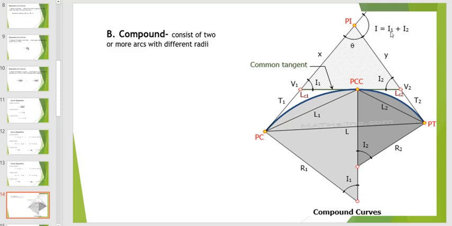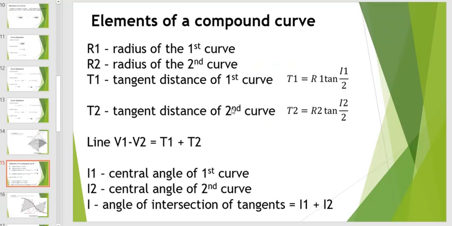So their I, or angle of intersection, is equal to I1 plus I2. Each has its own angle of intersection, which also equals this relationship. So the angle I1 is the same as this angle here, and I2 likewise, this angle is also equal to this angle. So LC1, long chord 1, and long chord 2.